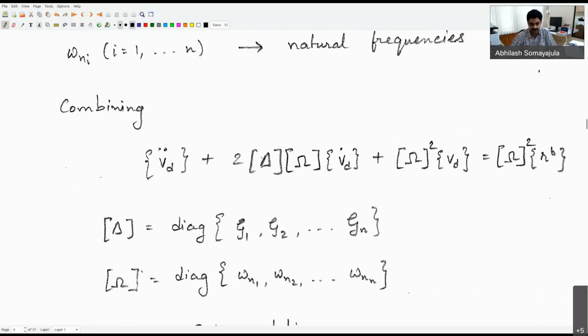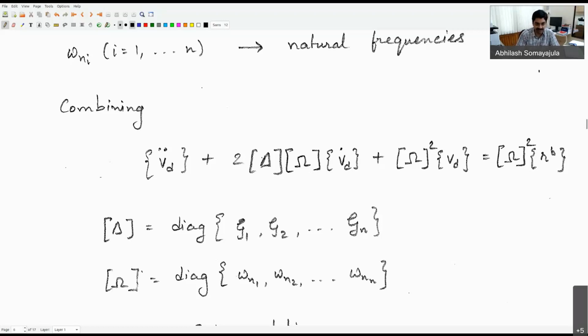Okay, so here we have our desired velocity vector differentiated twice, plus 2 times a damping matrix times the natural frequency matrix times the velocity vector's derivative, plus omega square times Vd, is equal to omega square times Rd. Only thing is, each of them had individual components. Now we are putting them all together.